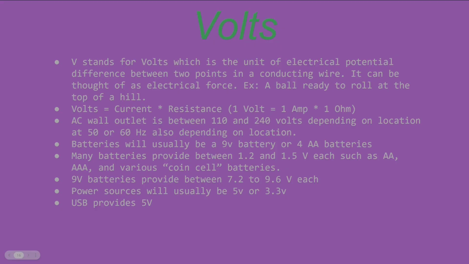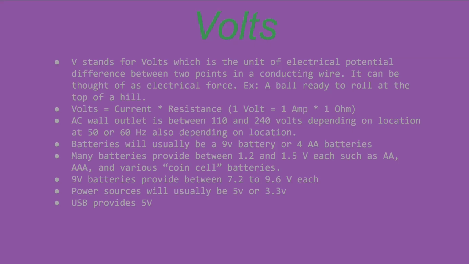Let's first talk about volts. V stands for volts. So just as a reminder, it's a unit of the electrical potential difference between points. Of course, per Ohm's law, volts equal current times resistance. An AC wall outlet probably produces between 110 to 240 volts, depending on your location, at either 50 or 60 hertz. Again, that can be incredibly dangerous if you're not careful.